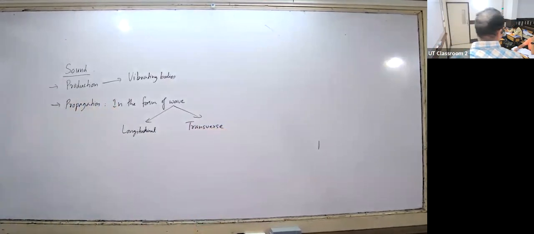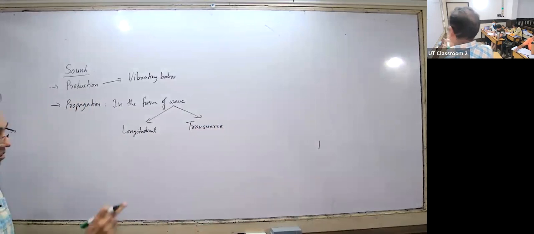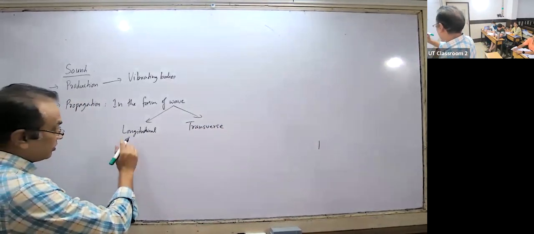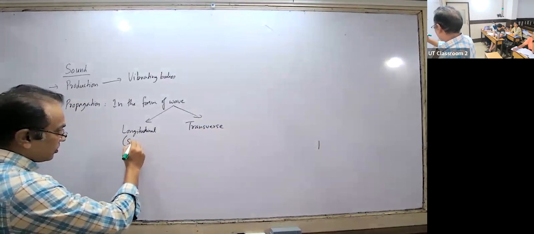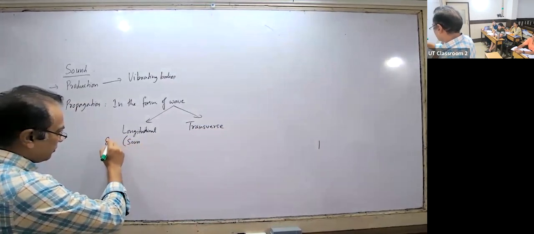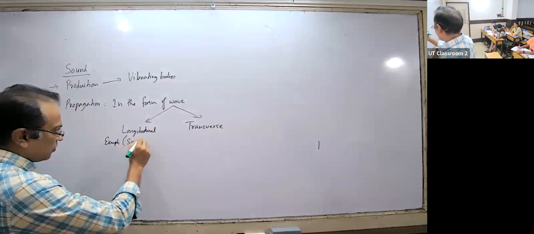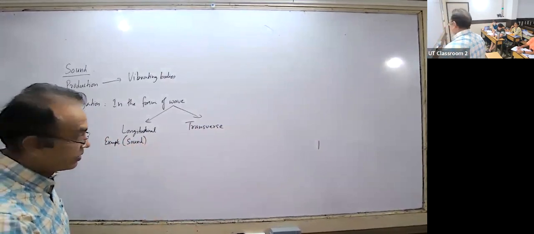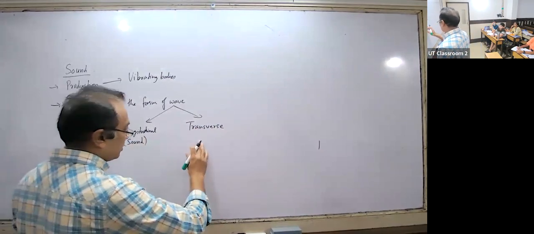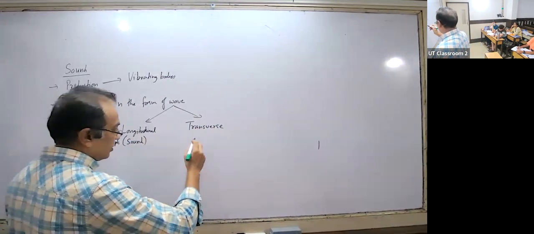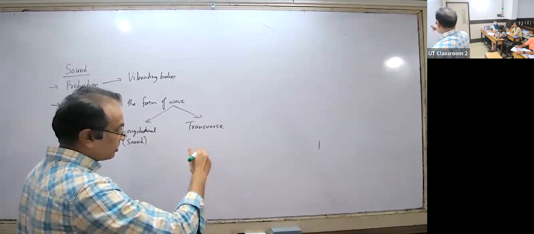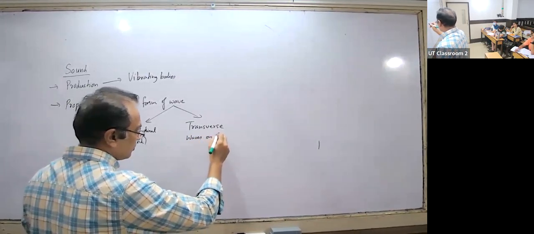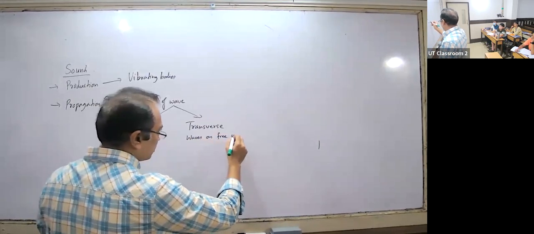Sound is which type of wave? Longitudinal. Only longitudinal. Sound is longitudinal. Sound wave is the example. I'll explain what is the difference. I think I have not told you what is the difference. Transverse wave is like waves on free water surface.